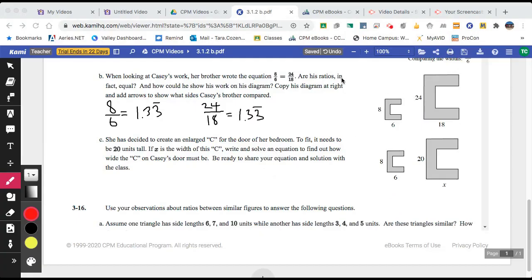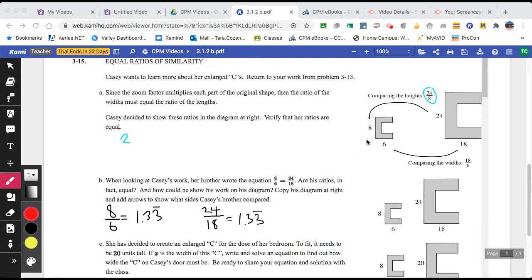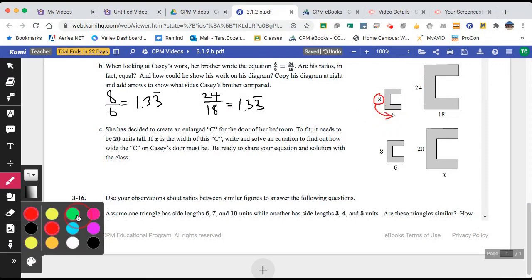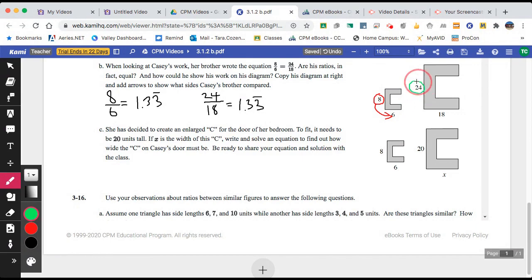Okay, so for the first part of that question, I set up our two ratios here. 8/6, we divide those, we get 1.33. 24/18, we divide those, we get 1.33. So those two ratios are in fact equal. And now to show that work on our diagram, we're going to make it look like how they did on this first problem. The 8 is going to go with 6 there. Green. So that's what your diagram could have looked like.